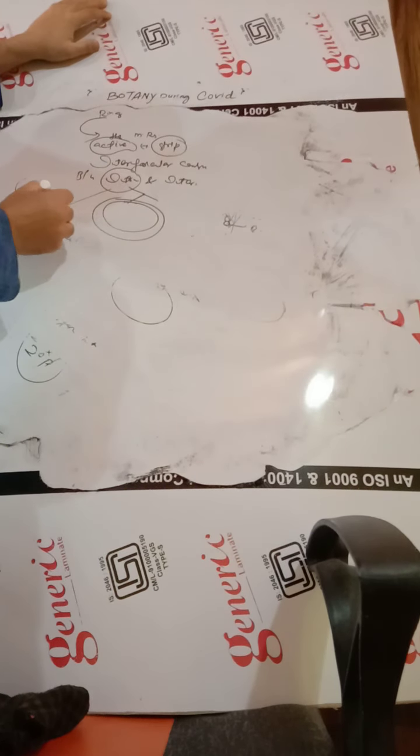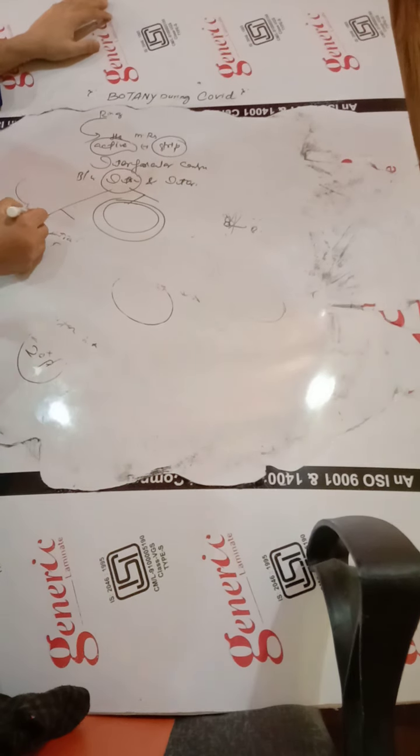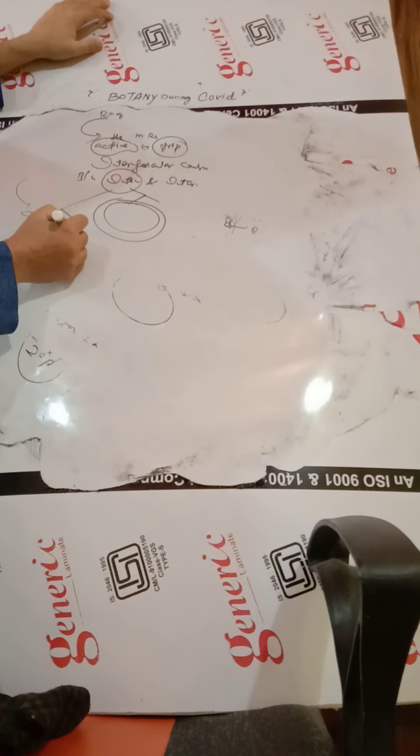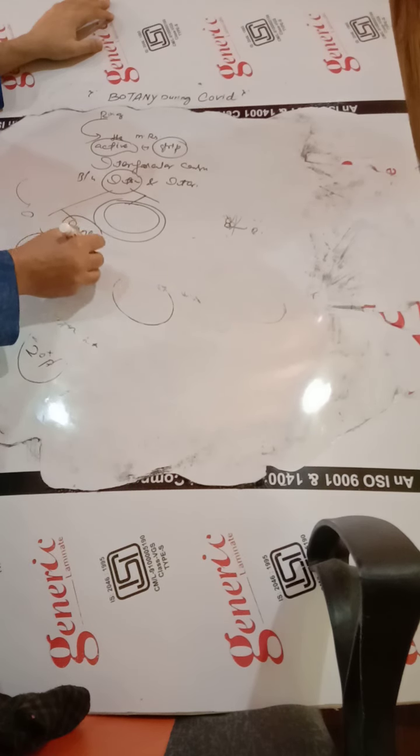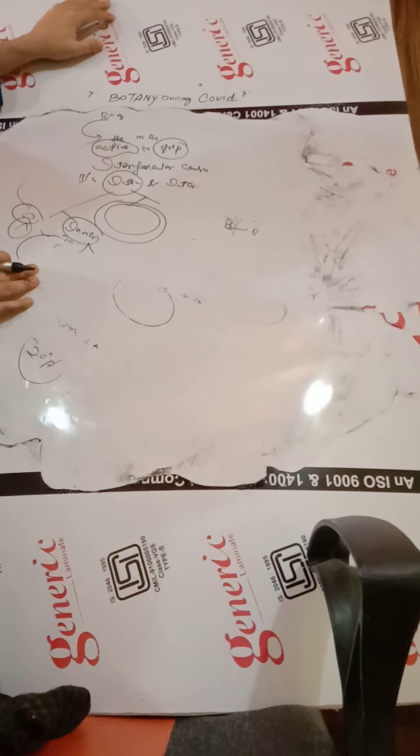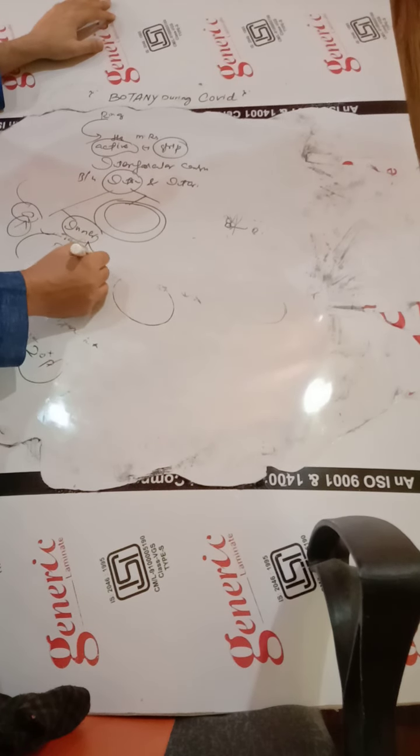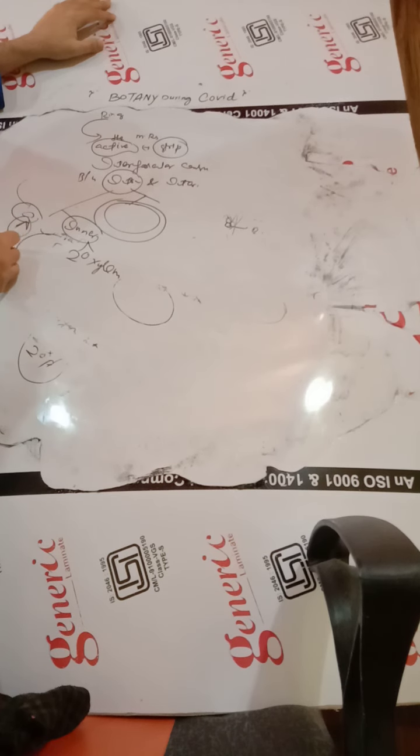This cambial ring cuts cells towards the outer side as well as the inner side. More cells are cut towards the inner side and fewer cells are cut towards the outer side. The cells which are cut towards the inner side constitute secondary xylem, and the cells which are cut towards the outer side constitute secondary phloem.